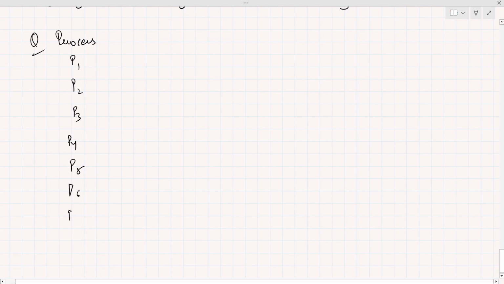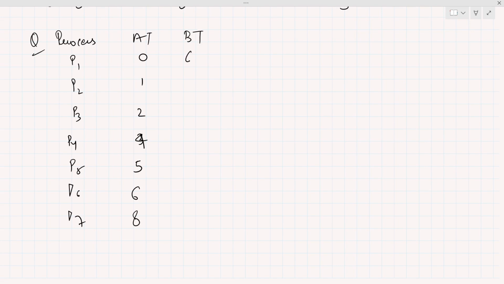Process, we have processes P1, P2, P3, P4, P5, P6, P7. We are going to select 7 processes. Arrival times are 0, 1, 2, 3, 4, 5, 6, 8, and burst times are 6, 3, 4, 2, 1, 5, 2. Now we have to find the average TAT and average waiting time. For that, we have to find the completion time, TAT, and waiting time.